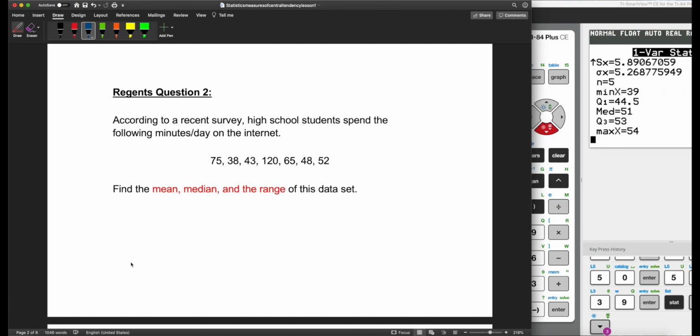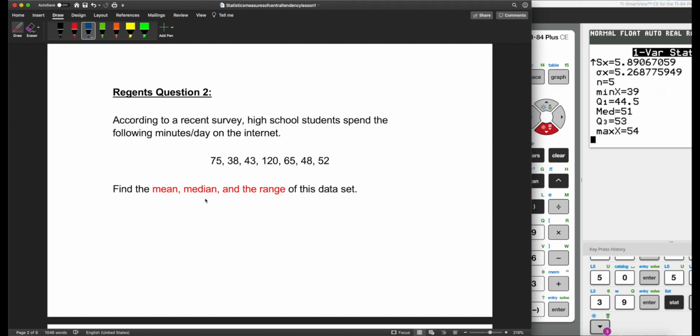So it says, according to a recent survey, high school students spend the following minutes per day on the internet: 75, 38, 43, 120, 65, 48, and 52. It says find the mean, median, and range of this data set.